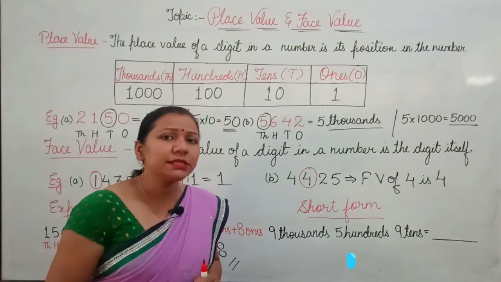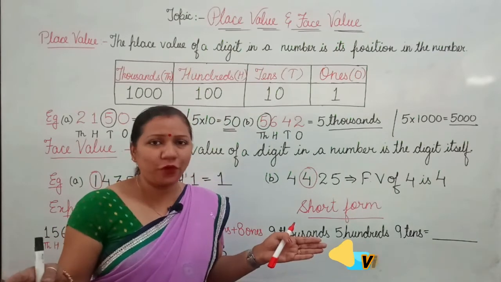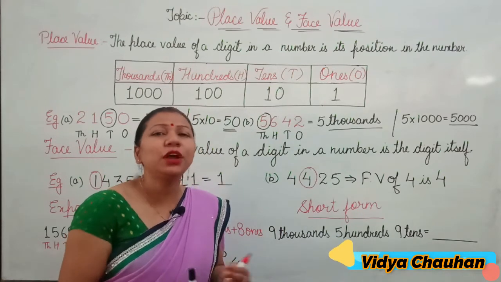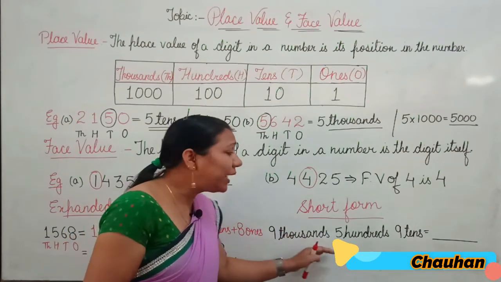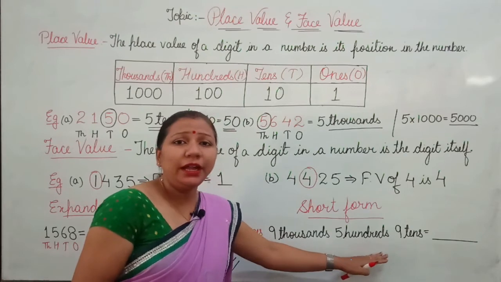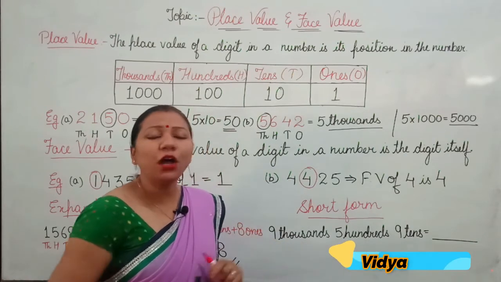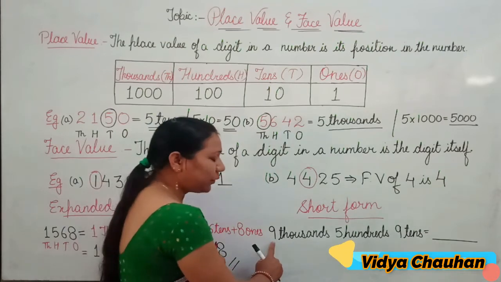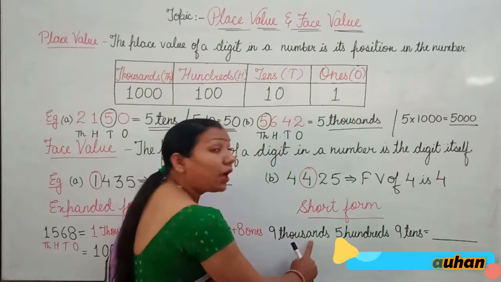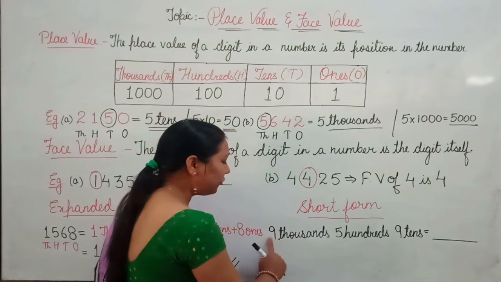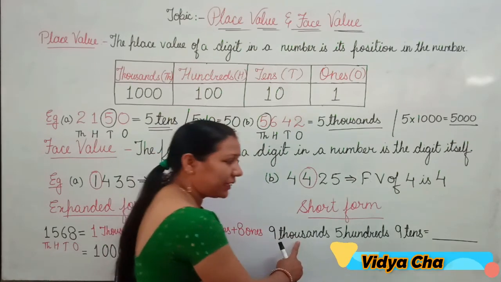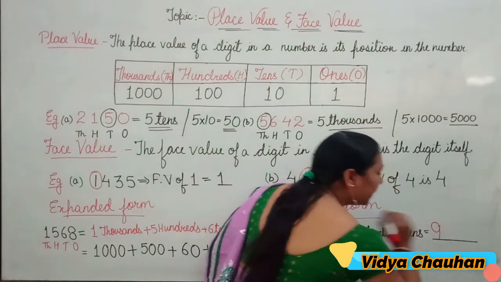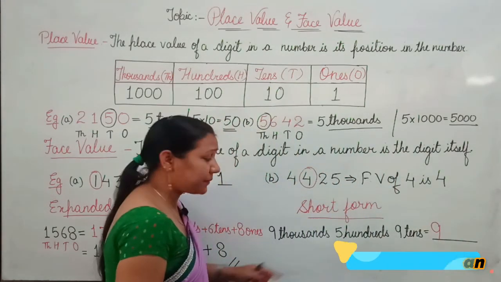Right students? Coming to the last one, which is writing the number in its short form. When a number is given to us in its expanded form and it is said to write it in the short form, that means you have to find which number it is representing. How are you going to do that? First, as you can see, I have taken a question: 9 thousands. What is the position of 9? It is thousands place. So first, what will I write? 9, 9 at thousands place.